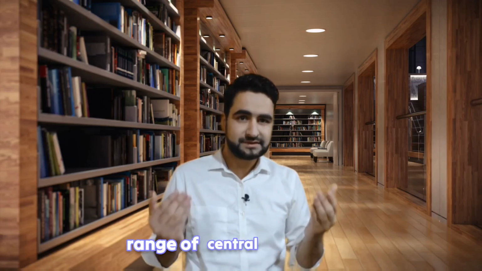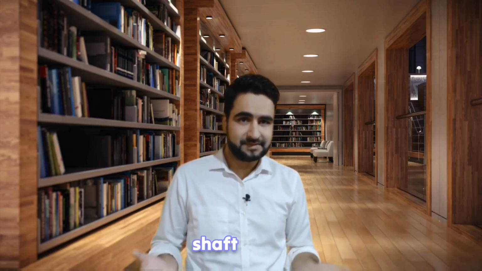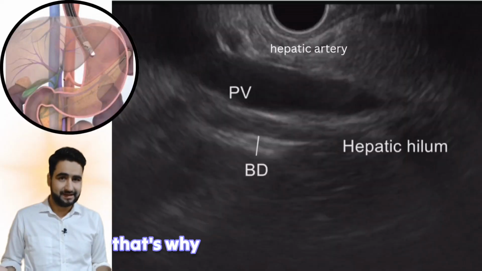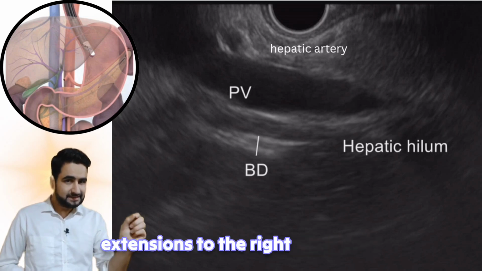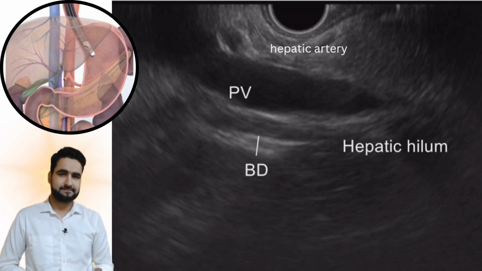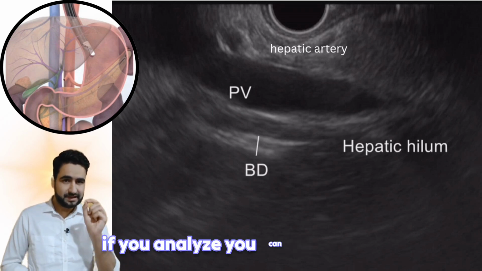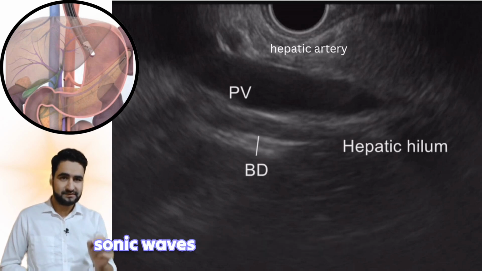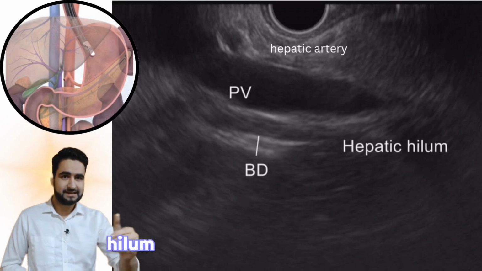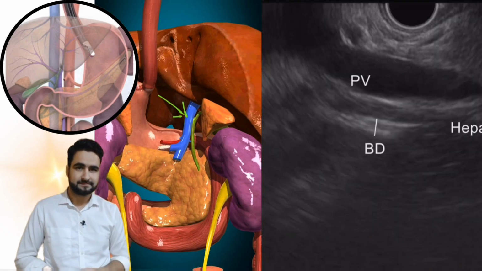At this point, you start rotating your scope clockwise until you see a prominent and long anechoic tubular structure predominantly in the range of central beam with extensions to both tip beam and shaft beam. That's why you see this tubular structure in the central field with extensions to the right and to the left of screen. Here at this point, if you analyze, you can infer from the orientation of the probe the sonic waves are traversing into the hilum region from portal vein to common hepatic duct.